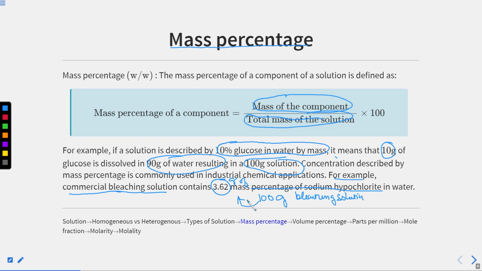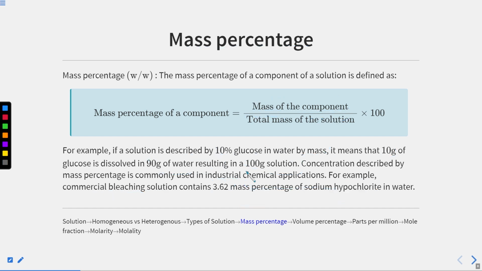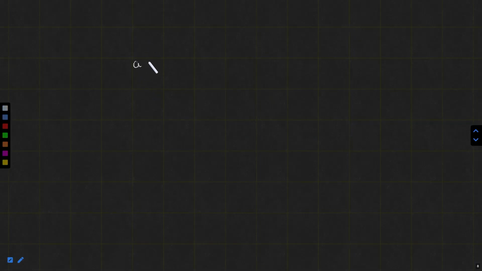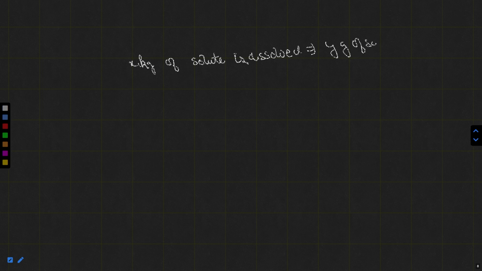If you want to take it in the way of a unitary method, you can also do so. Let me define it with the help of the unitary method. Suppose we have x kg of solvent, I am taking kg to avoid confusion. Sorry, let me take a solvent here. X kg of solvent contains y gram of solute. Now you have to find it for 100.